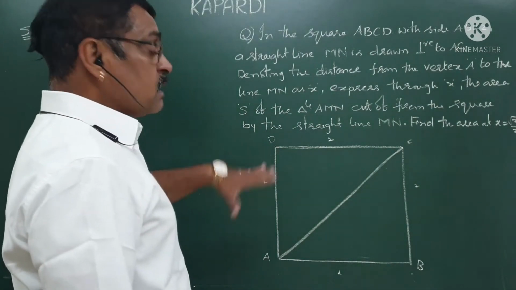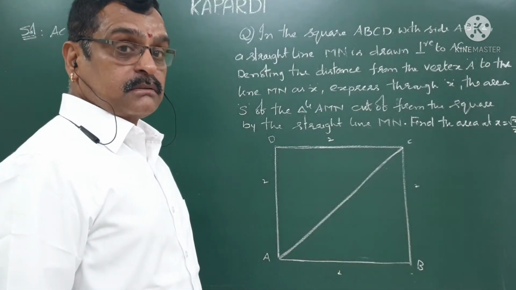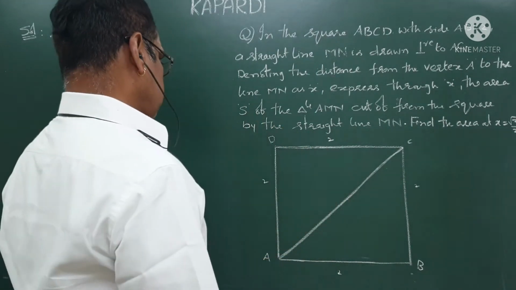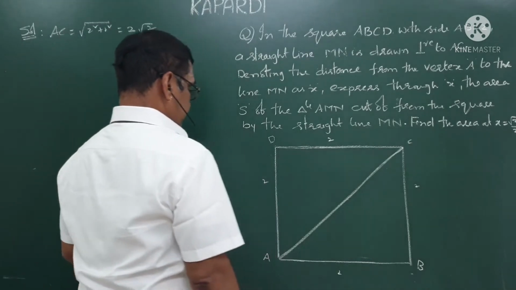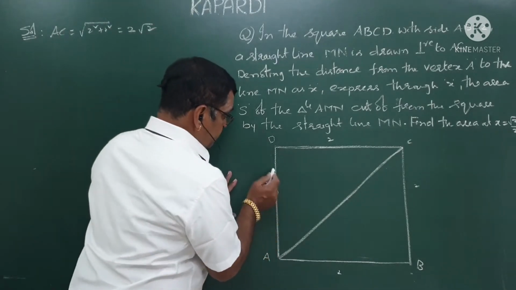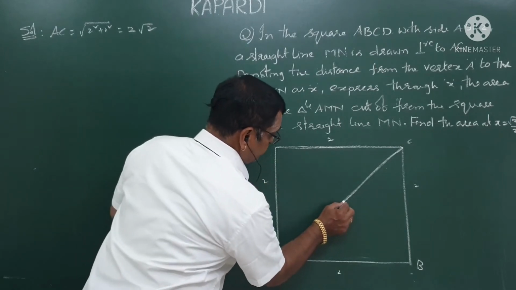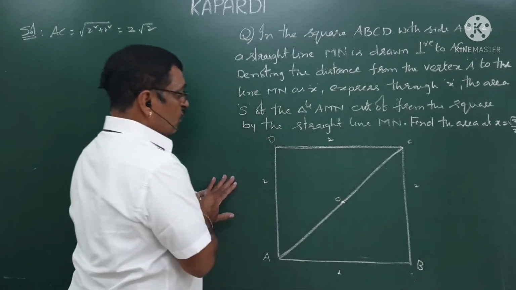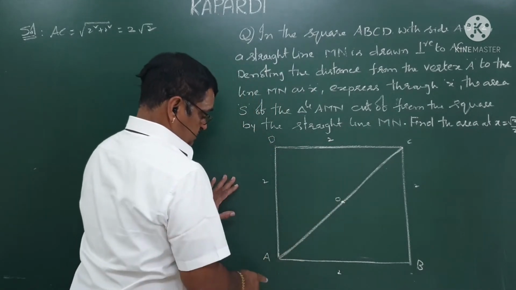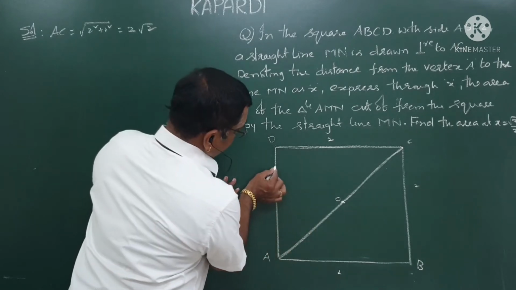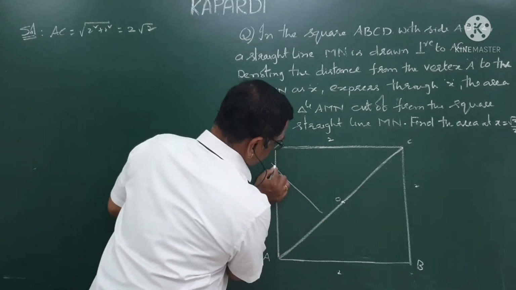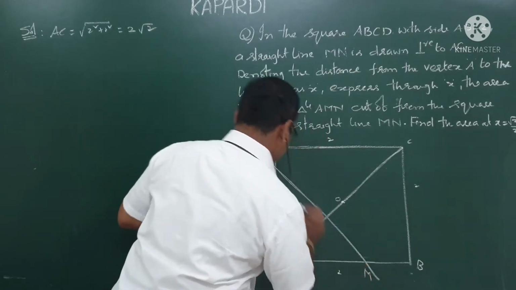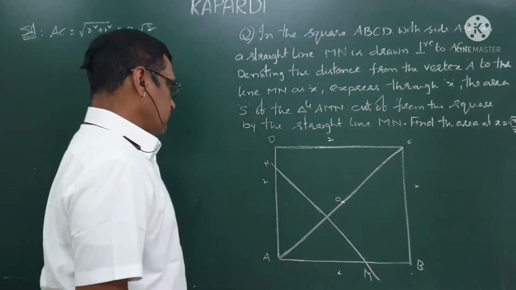Now a line is drawn perpendicular to AC, which cuts the square at M and N. Here, if you observe carefully, my line can be at the midpoint, suppose O. If I draw the line between A and O, I will get a triangle like this, with M and N. This is one triangle.